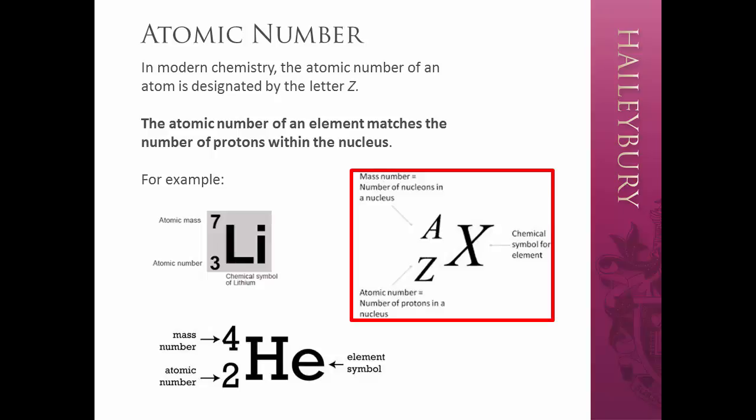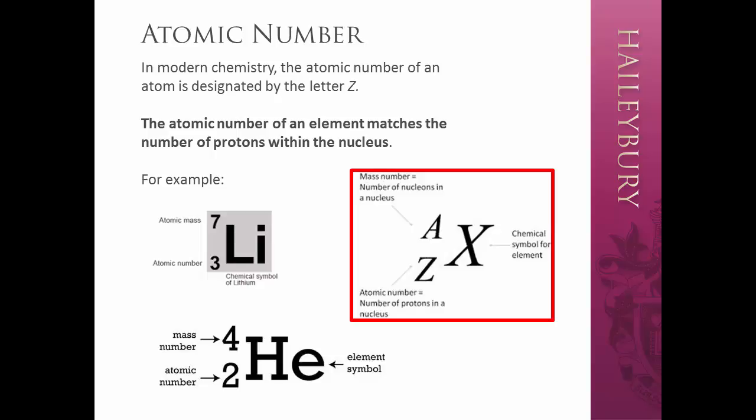From the work of Rutherford, we now know that the atomic number of an element matches the number of protons within the nucleus of that element. The convention for labeling the atomic number is as follows. Around this red box here, you'll see the X represents the chemical symbol for the element. The atomic number, which is the number of protons in a nucleus as discovered by Rutherford, is termed by the letter Z. The letter A equals the mass number. This is the number of nucleons in a nucleus, that being the number of protons plus the number of neutrons.